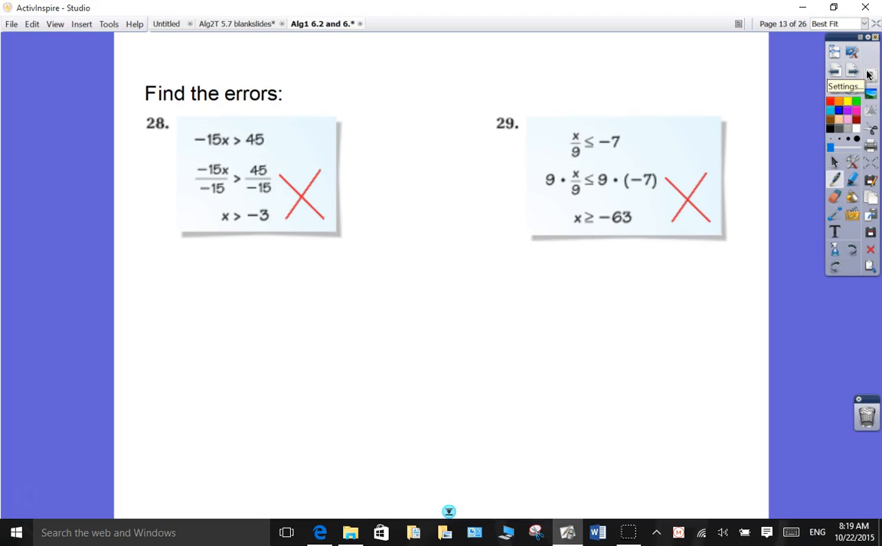Spot the errors. Find the errors. Okay, Victoria. Yeah, you had to divide by a -15. So at the moment they did that, they should have flipped that sign. Should have been less. How about that one?